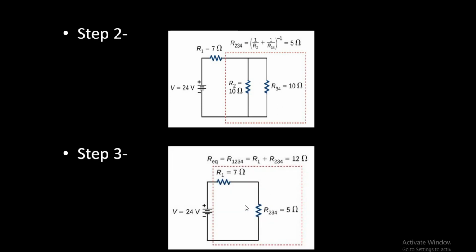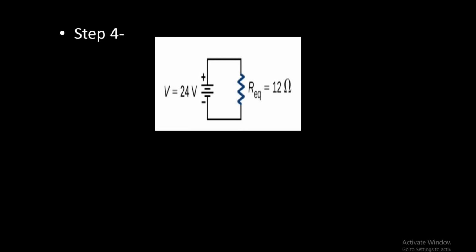Okay, and here the R1 and R234, these both resistances are in a series combination. So there is simply addition of both resistances. So R equivalent, or we can say R1234, becomes R1 plus R234, that is 12 ohm. And the circuit becomes finally something like this. A potential of 24 volt is applied on the circuit, and the equivalent resistance is 12 ohm. Okay, now let's find the potential drop and the current across each resistance.